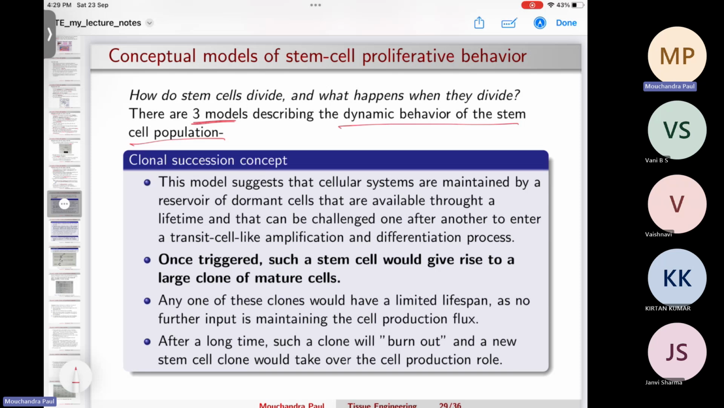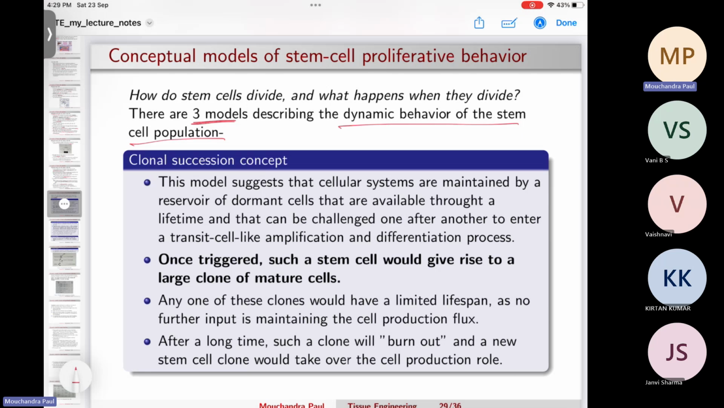Okay, now the clonal succession model relies on the fact that one stem cell is activated among the reservoir. So there is a reservoir of stem cells which is generally dormant in a tissue, and one of the stem cells got activated.